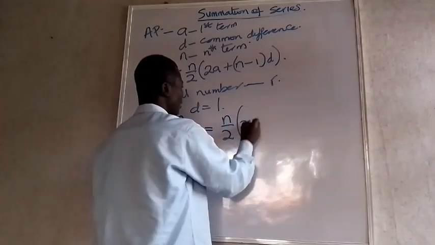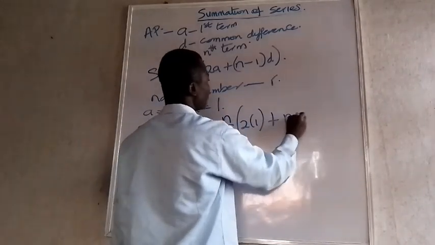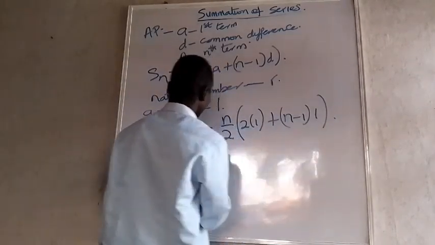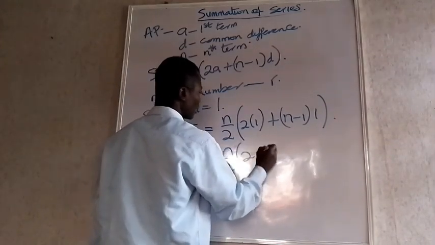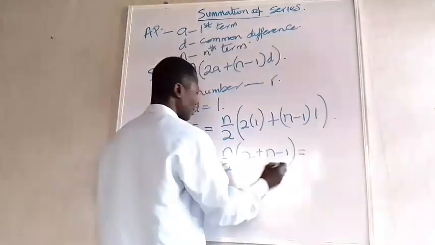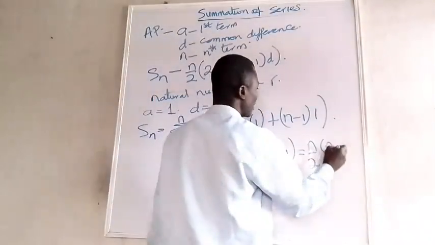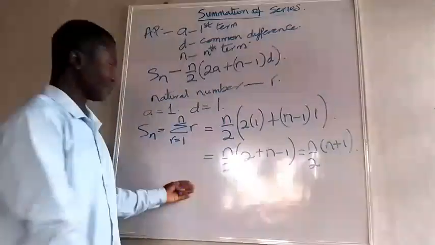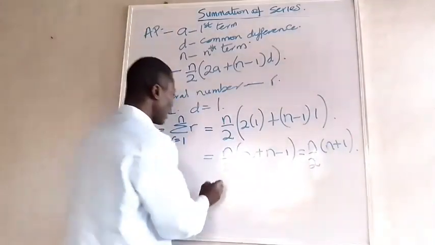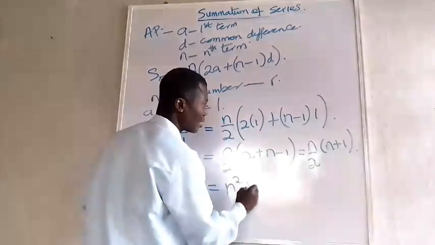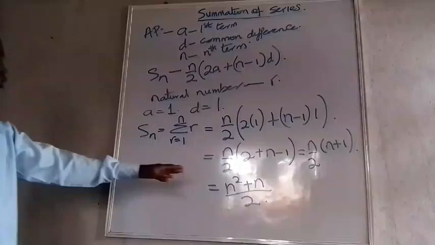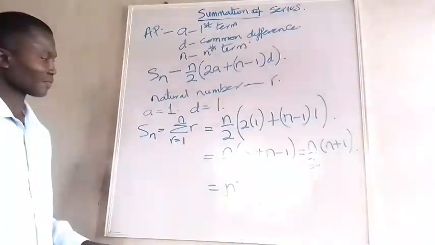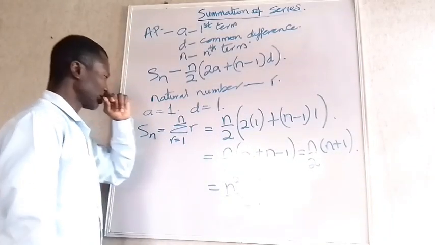What is our a? 1. n minus 1 into 1. And that is going to be n over 2 into 2 plus n minus 1. That gives me n over 2 into n plus 1. So, if I have to express this, I can say it's n squared plus n over 2. So this is the summation for natural numbers.